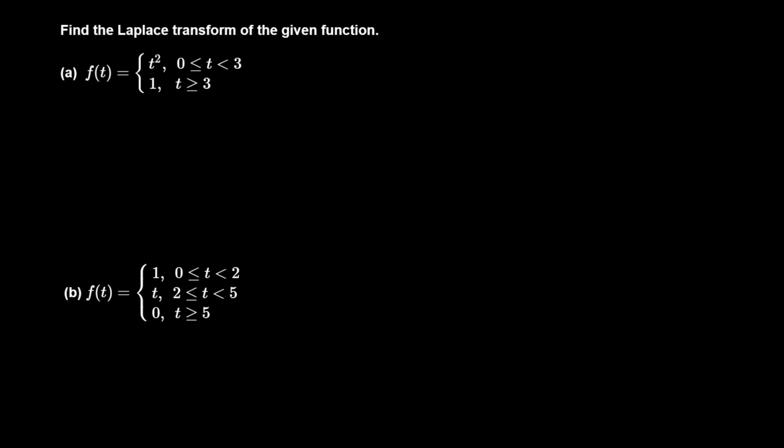Find the Laplace transform of the given function. In part A, we got a piecewise defined function. This function can be written using the unit step function: the first piece, which is t squared, plus second minus first, that is 1 minus t squared, times the unit step function at 3, because these two pieces differ at 3, so u3(t).